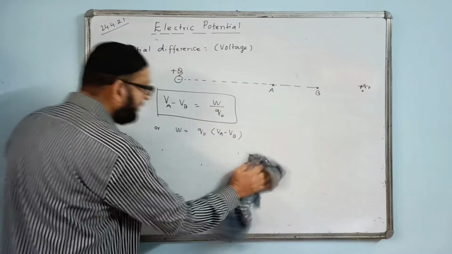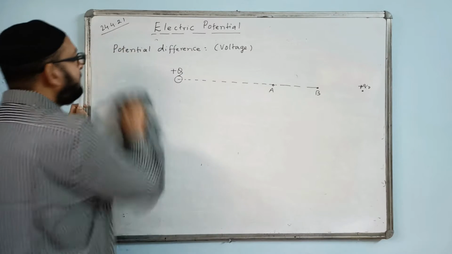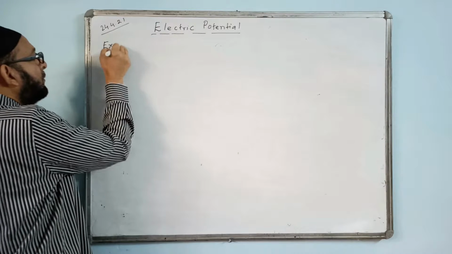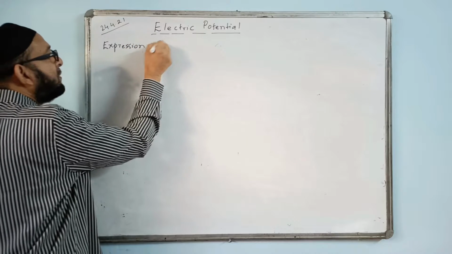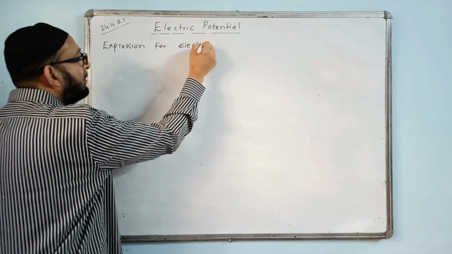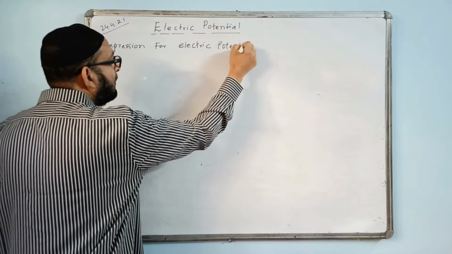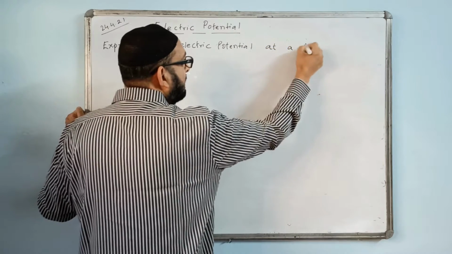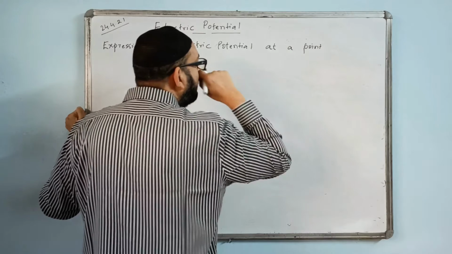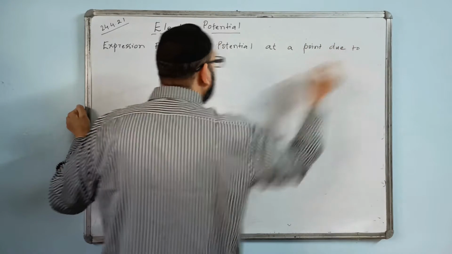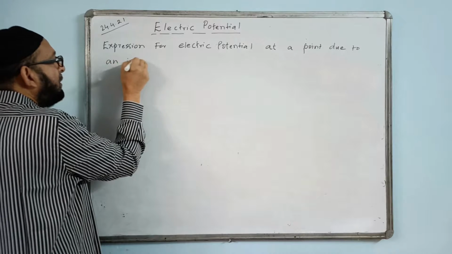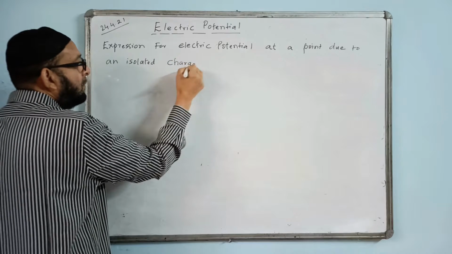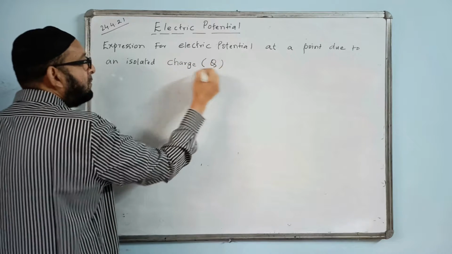Now the next topic, and this is an important topic, is expression for electric potential at a point due to an isolated, that is single, charge. Due to an isolated charge Q.